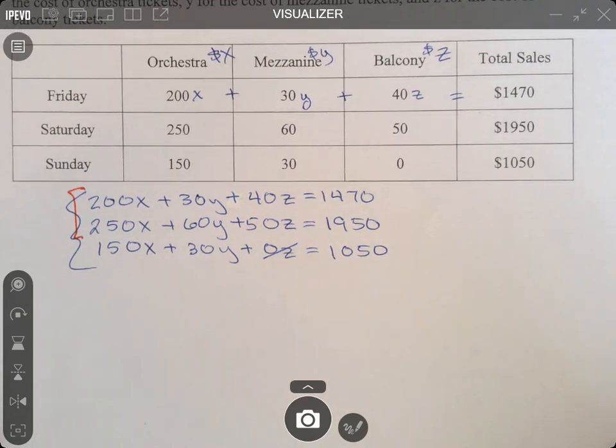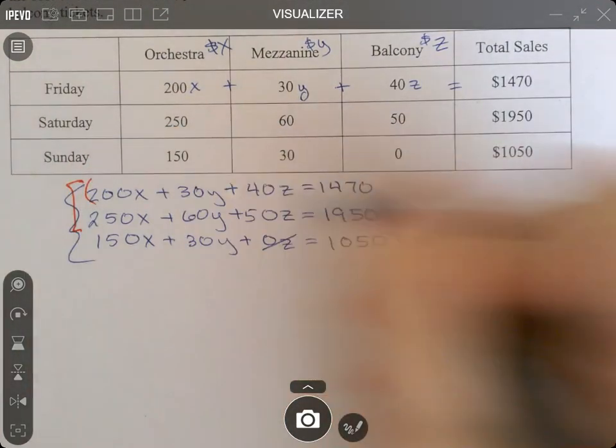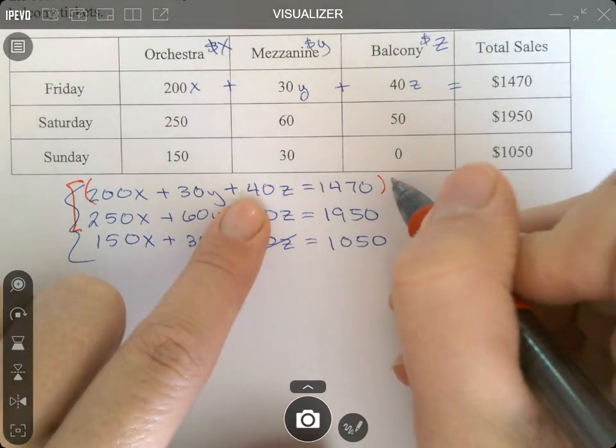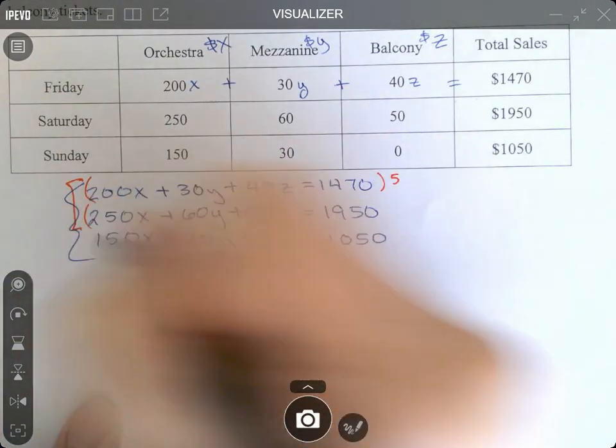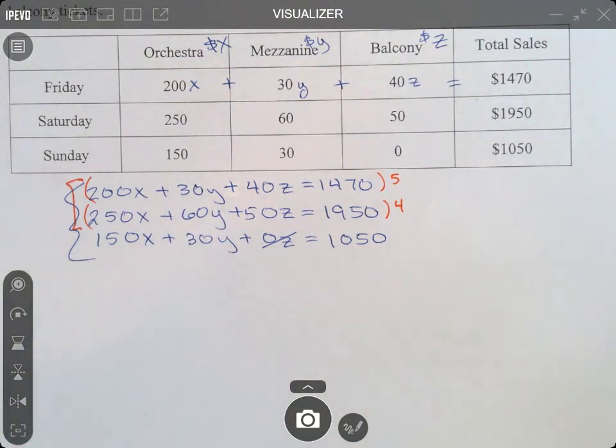Okay, what is the least common multiple of 40 and 50? 200. I was thinking about 4 and 5 being 20. Now, I'm going to change the top one by multiplying by 5. And if I change the next one by multiplying by 4, is that going to cancel?